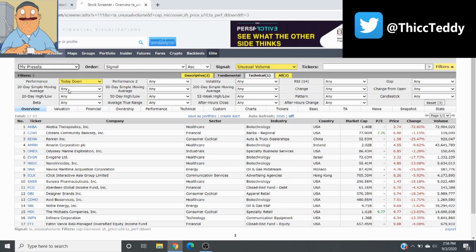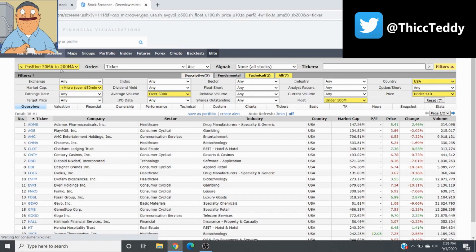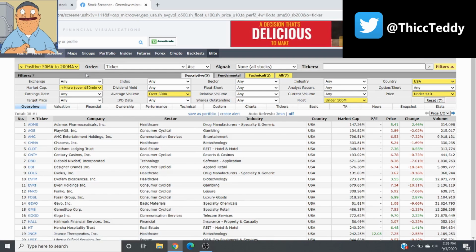Next up, we have the positive 50 moving average to 200 moving average. So this is one of my favorites. What it does is basically it tells you either stocks that have recently moved the 50-day EMA, because I prefer EMAs over SMAs, above the 200 EMA, or that are moving close to moving above the 200 EMA.